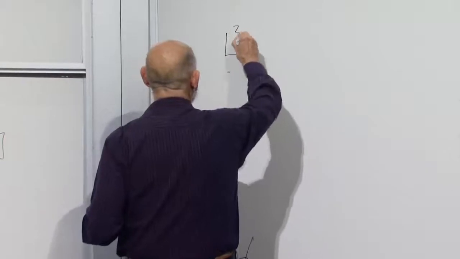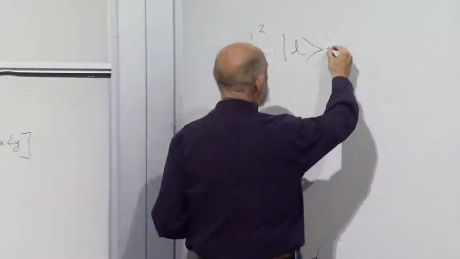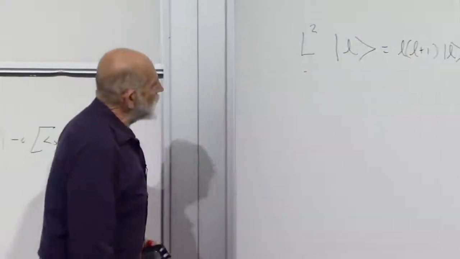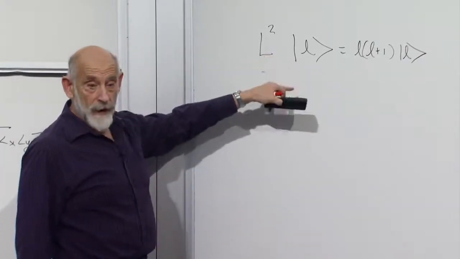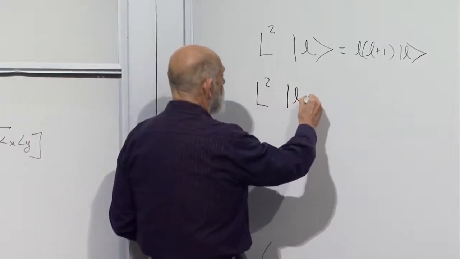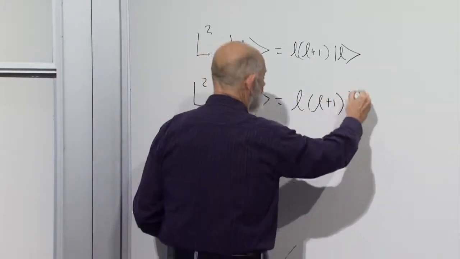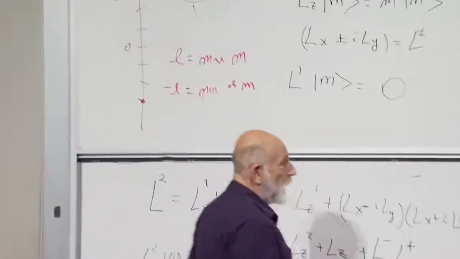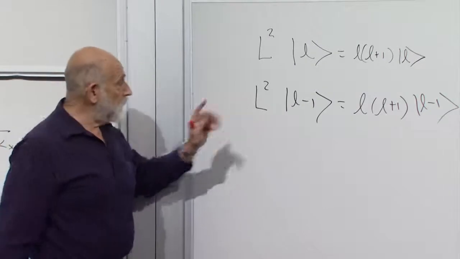What we've shown is that L squared on the maximum eigenvector is equal to L times L plus 1 on L. In other words, this eigenvector also happens to be an eigenvector of the square of the angular momentum. Next step, I would like to show that L squared on L minus 1 also equals L times L plus 1 times L minus 1. In other words, that the next state down has exactly the same value for L squared. Okay? How do you do that?